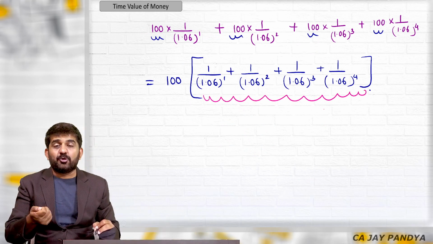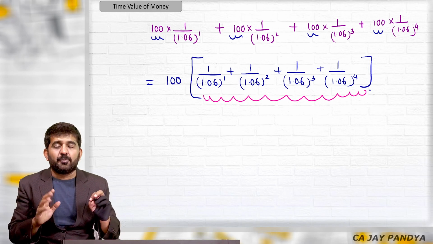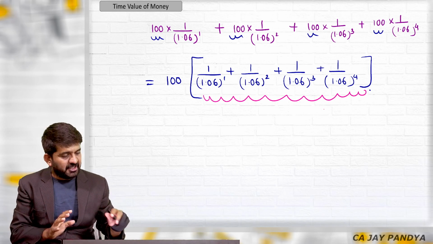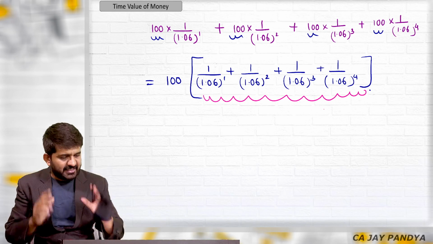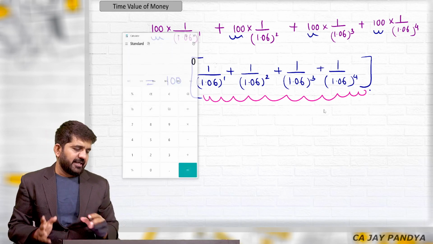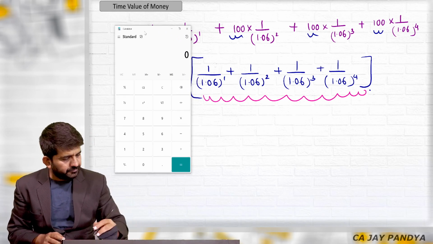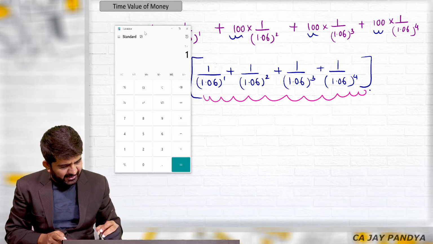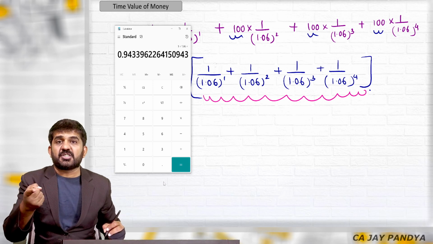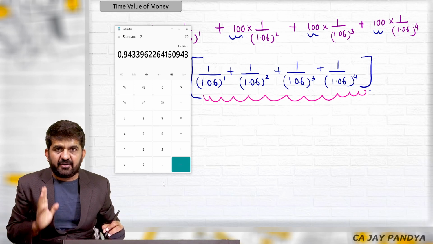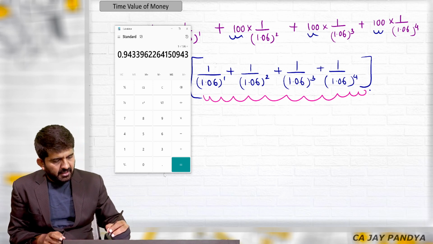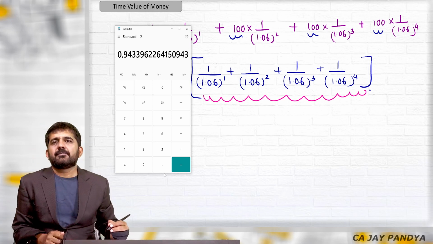In your calculator it is much easier. In my computer calculator it is somewhat difficult, but in your calculator it is extremely easy. First let me do it in my calculator. I'll also explain how it can be done with GT. 1 divided by 1.06. This is my first answer. I am putting it in M plus.